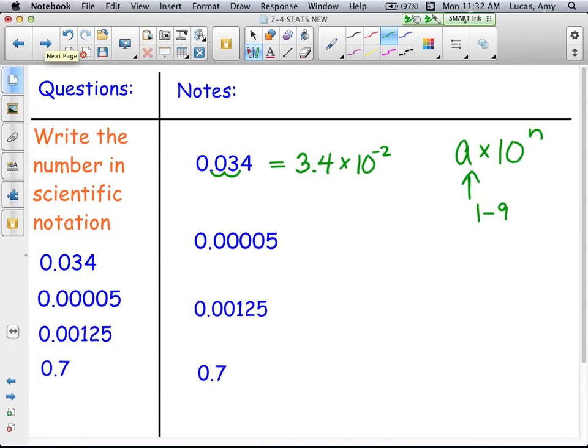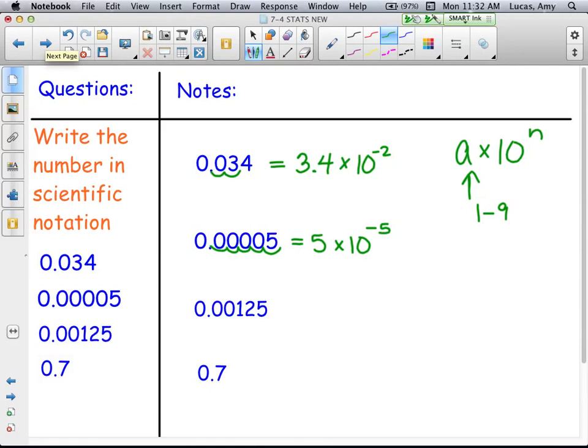So if we wrote 10 squared, which is 100, that wouldn't make any sense at all, because this number, 0.034, is 34 thousandths. So it's a very small number. The next one, we move our decimal point 1, 2, 3, 4, 5 places. So it's 5 times 10 to the -5th, because it was 5 places that we had to move it to the right.